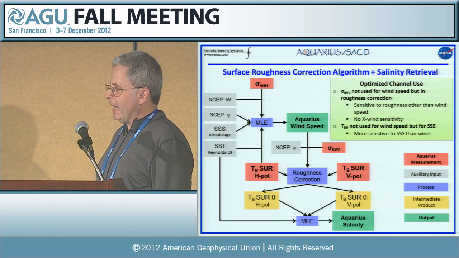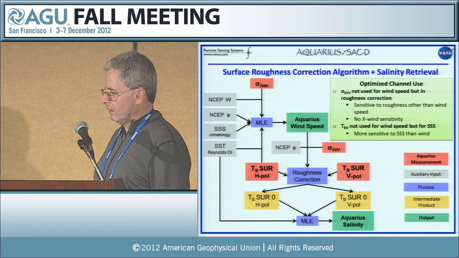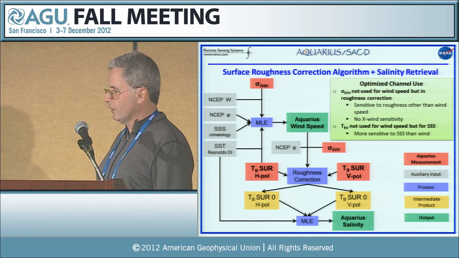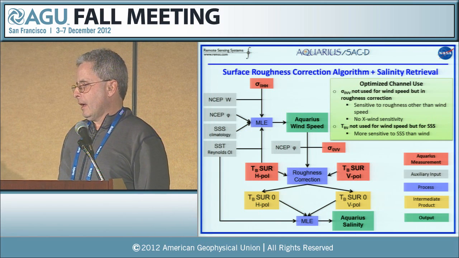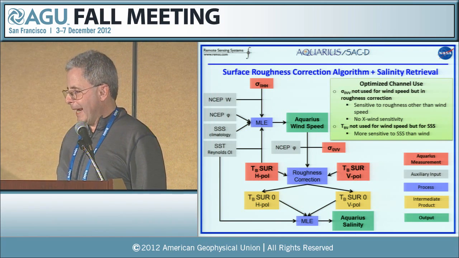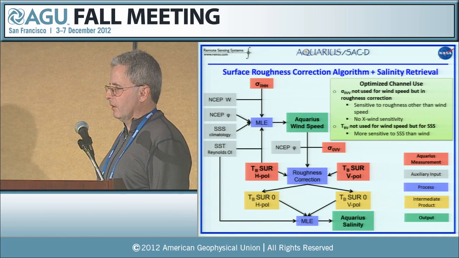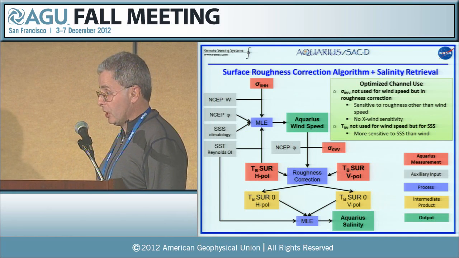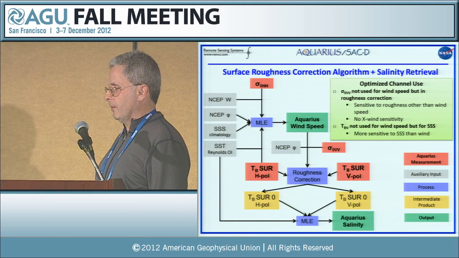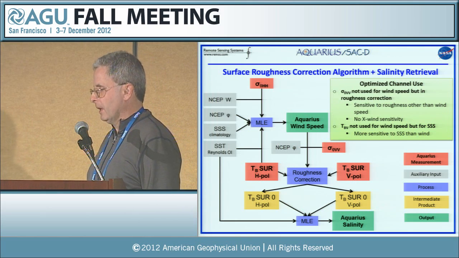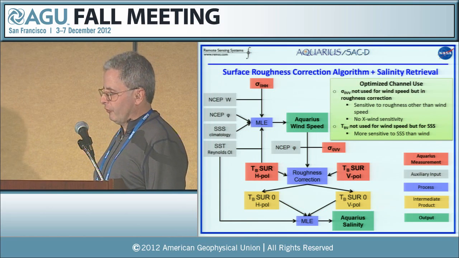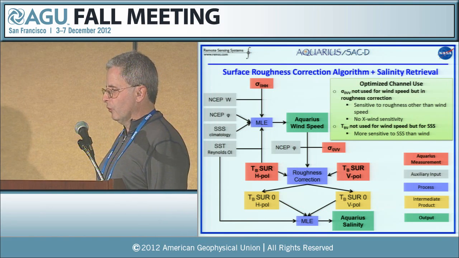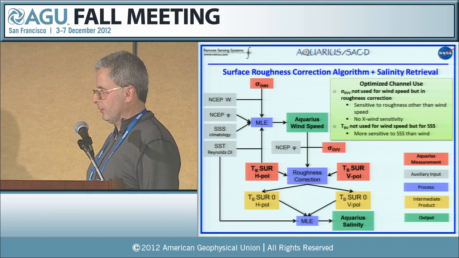So that's the basic flow of the roughness algorithm. We first derive a wind speed. I call it Aquarius wind speed, and it's mainly based on the sigma naught scatterometer HH and the H-pole radiometer measurement. We still use NCEP wind speed as background field. We need a first guess climatology, and we also need the Reynolds SST.